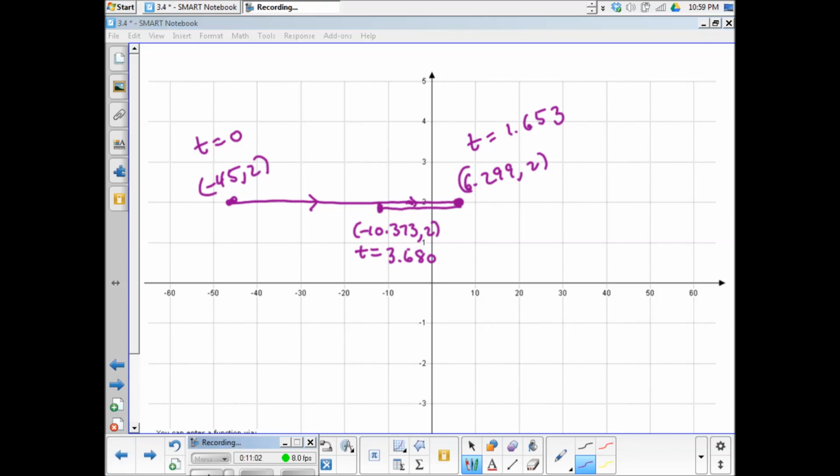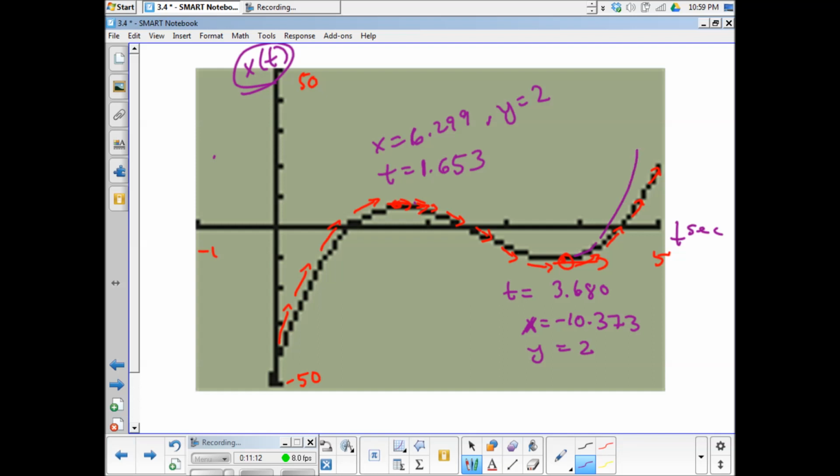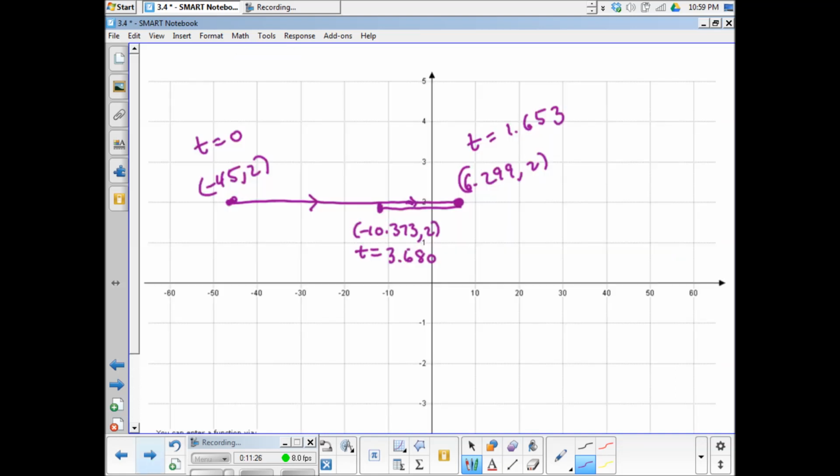And after time 3.680, the graph was increasing indefinitely, going upwards as time went on. The x value was approaching infinity as time went on. So that just corresponds to this turning back around and going this way forever. So it had a moment where it was backtracking, but then it just kept on going to the right, and this will never stop.